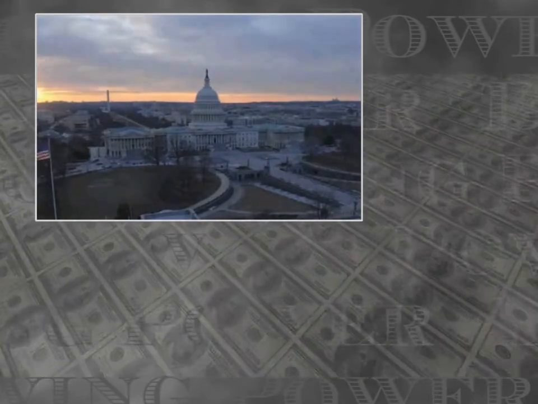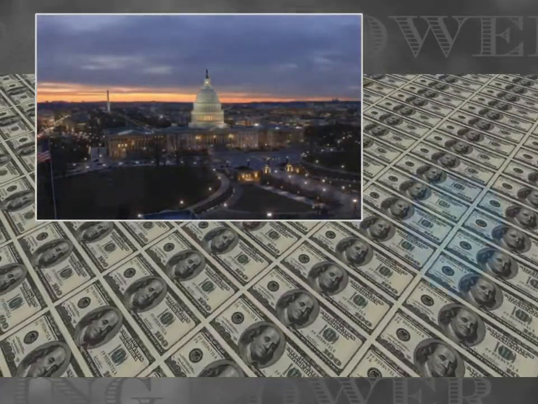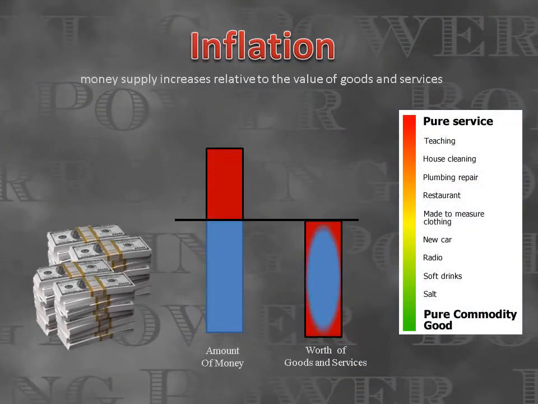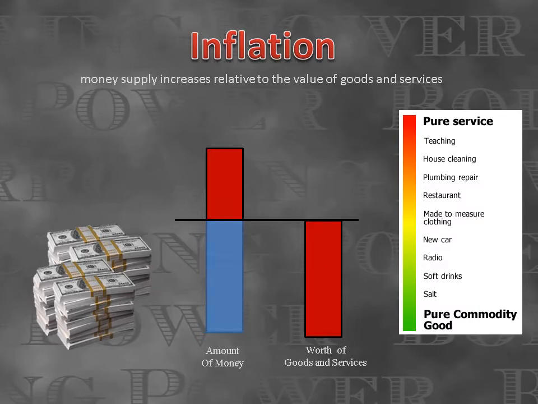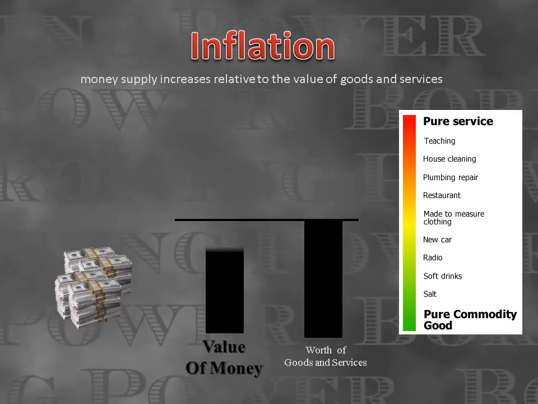Government could take other potentially harmful actions as the result of deficit spending. The government could print more money to increase the supply. This action would cause inflation. Inflation occurs when the amount of money increases relative to the amount of goods and services. Therefore, the value of the money would decline in relation to the worth of each good or service.